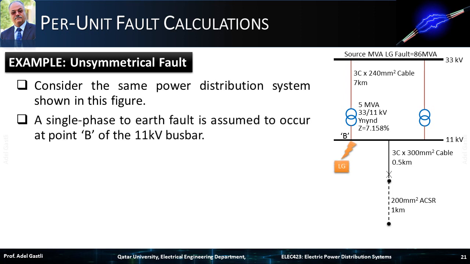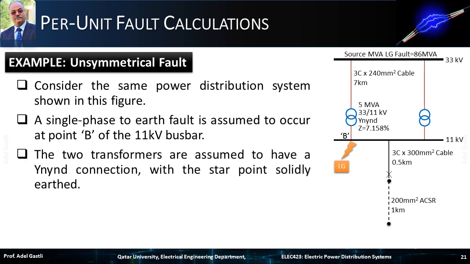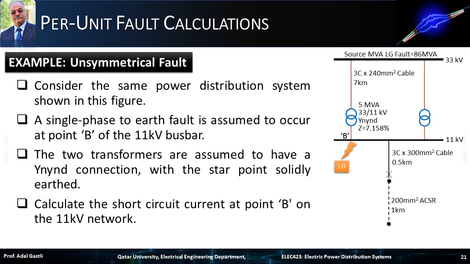In this case, a single phase to earth fault is assumed to occur at point B of the 11 kV busbar. The two transformers are assumed to have a YN-YND connection, with the star point solidly earthed. Let's calculate the short circuit current at point B on the 11 kV network.